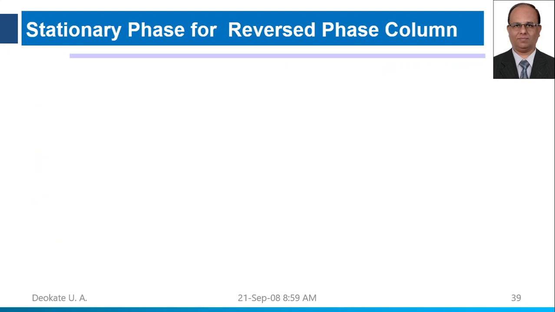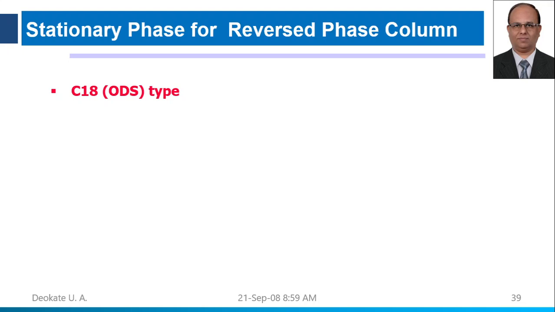So we have studied two types of chromatography. One is called reverse phase chromatography and the other normal phase chromatography. In normal phase chromatography, we have studied that there is a polar stationary phase and non-polar mobile phase. Whereas in reverse phase chromatography, your stationary phase is generally non-polar and your mobile phase is polar.